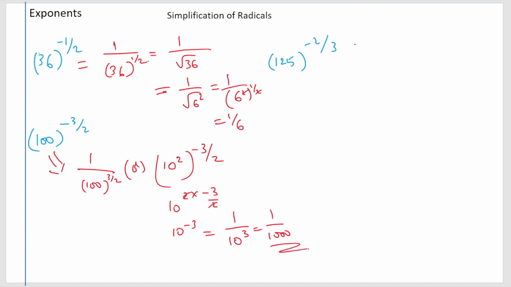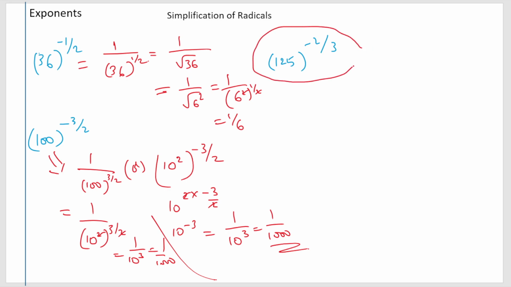Okay, we can also solve here, no issues. 1 by (10^2)^(3/2). It is 1/10^3. It is 1/1000. Okay, so now let's look into this problem: 125^(-2/3).